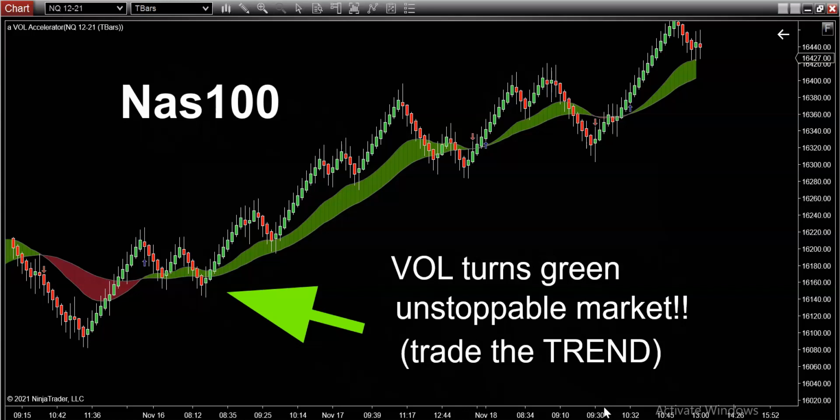So what you're seeing on the chart right now, guys, is a chart of the NASDAQ, and this green and red color band is a volume-based indicator that will alert you on trend changes. Remember, this entire video is going to hopefully educate you, entertain you, and most important, show you the path forward on how to deploy a trend trading style or strategy on your market, any market.